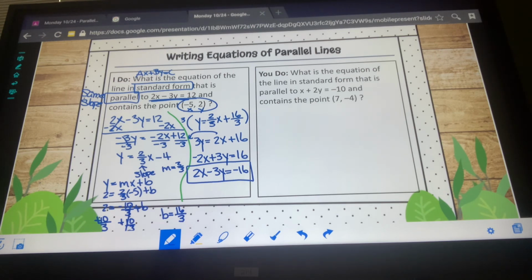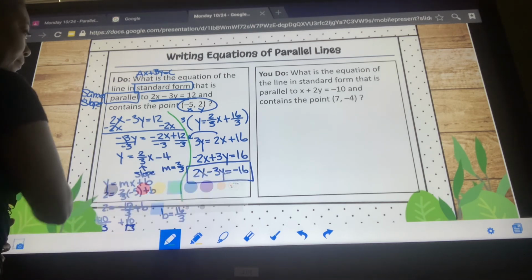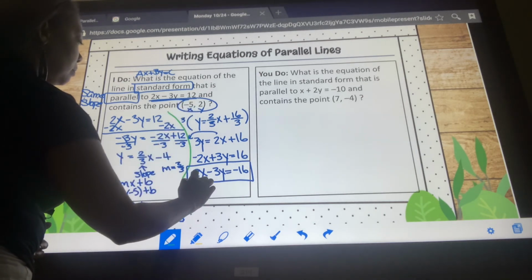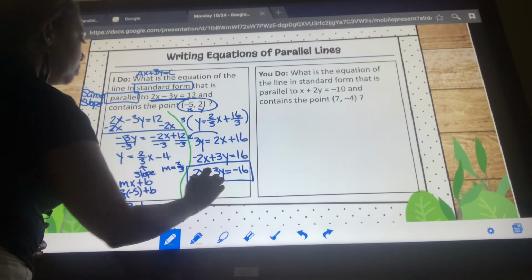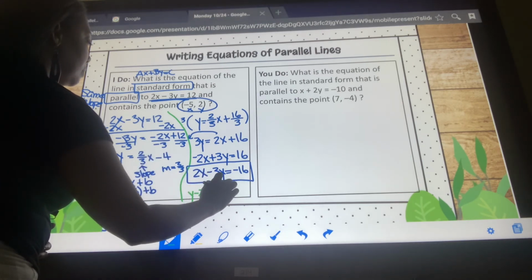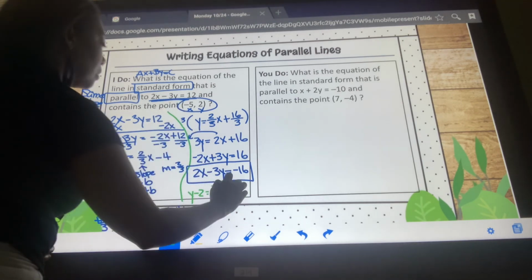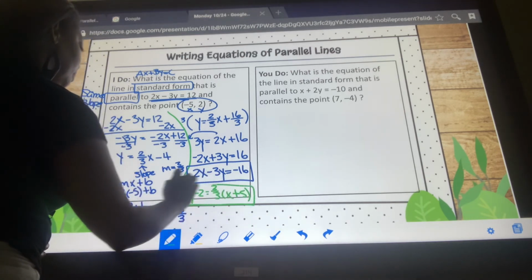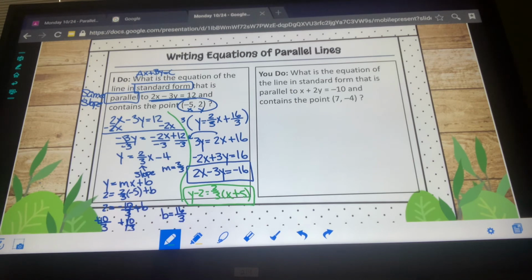Okay, and we can still write a point slope. Easy peasy. Okay, y minus my 2 equals my slope times x minus, actually that would be a plus 5 now. So there's your point slope. Okay. All right, there is your video for parallel lines.